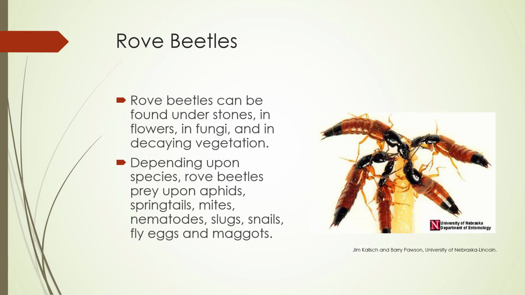They can be found under stones and flowers and fungi and decaying vegetation, and depending on the species, they prey upon aphids, springtails, mites, nematodes, slugs, snails, and maggots. This is a batch of them feeding on a housefly maggot.